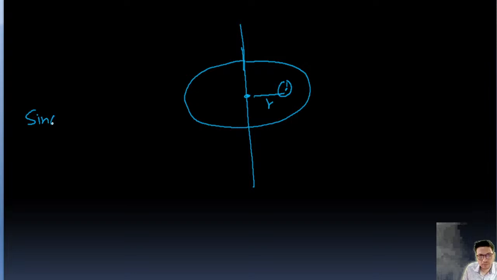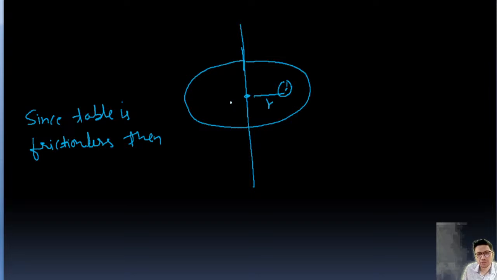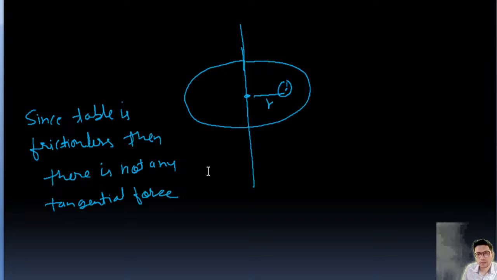Since the table is frictionless, then there is not any tangential force, okay, so the ball will have zero speed.